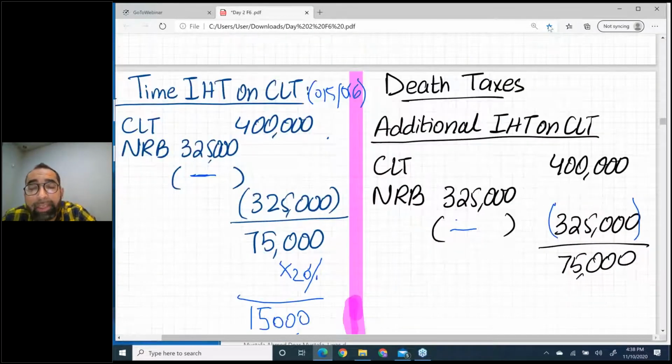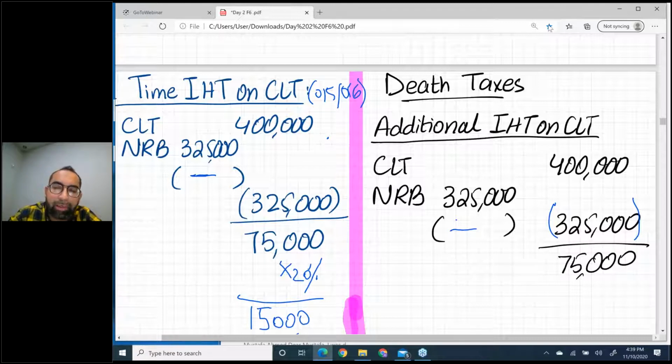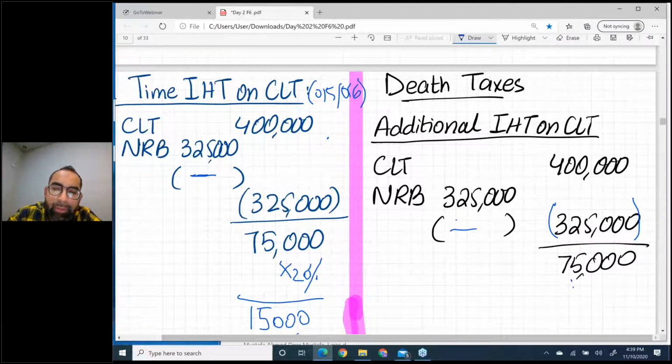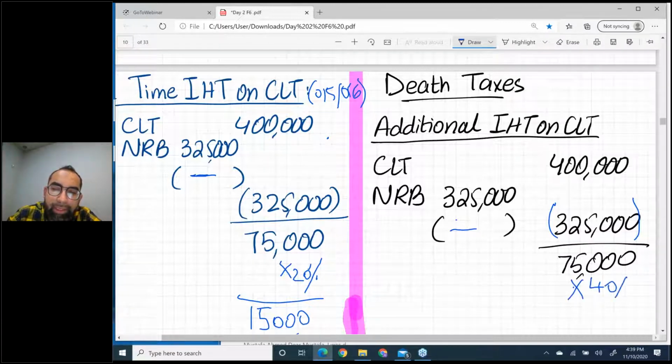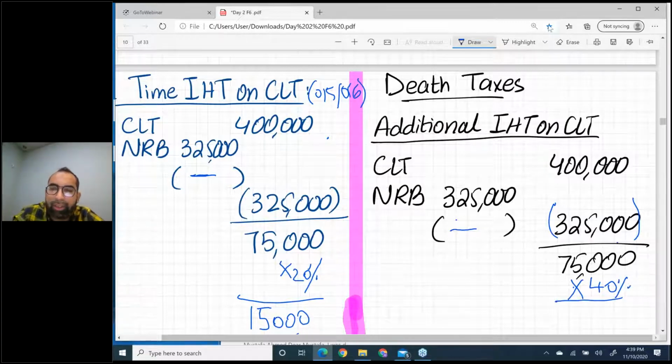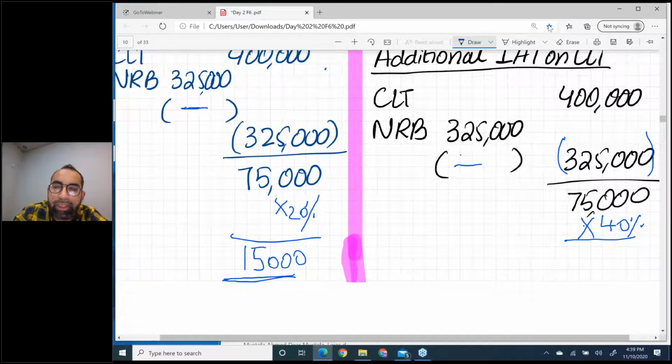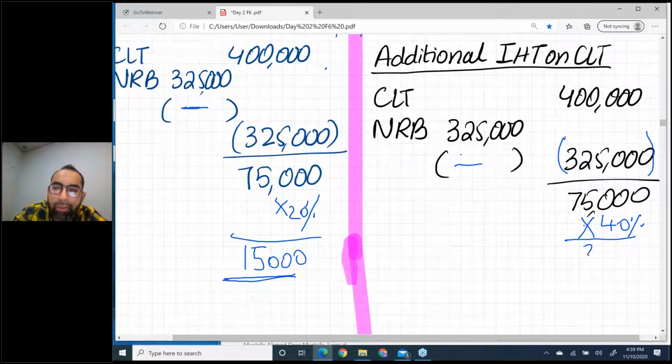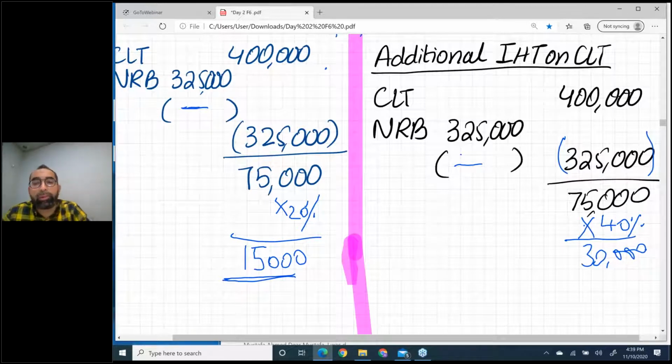Now boys and girls, tell me, these are death taxes. For death taxes there is only one tax rate, and that is 40%. Tell me, 75,000 times 40% is how much? This is, I think, 30,000. Okay, now one more thing.